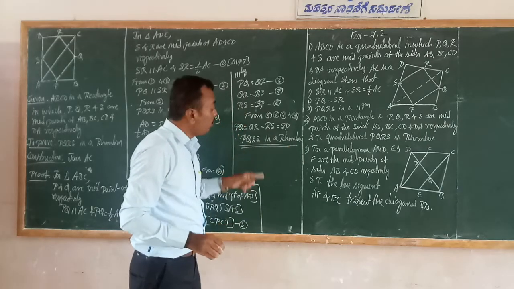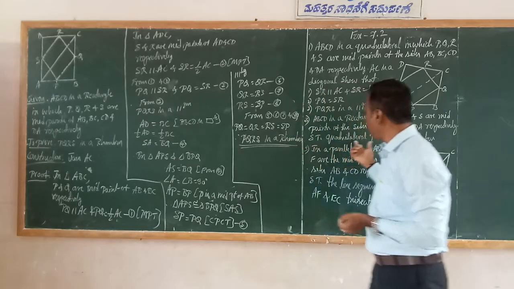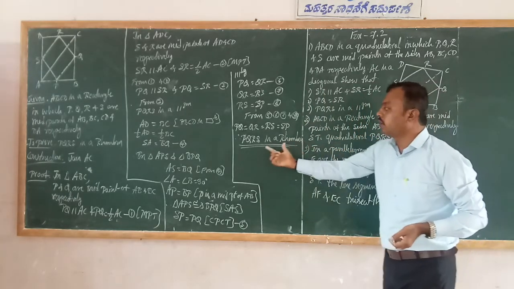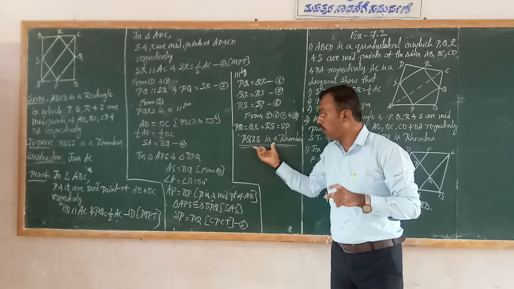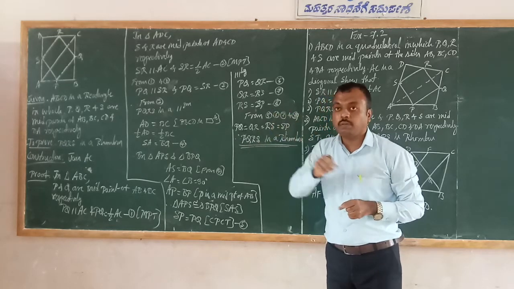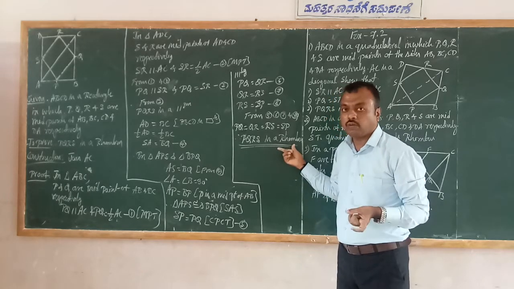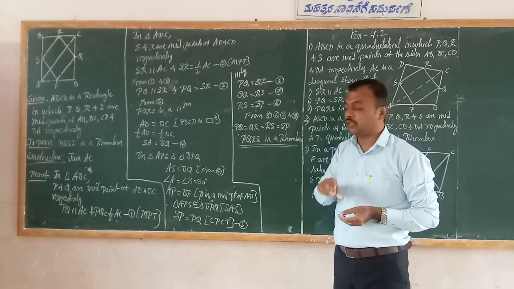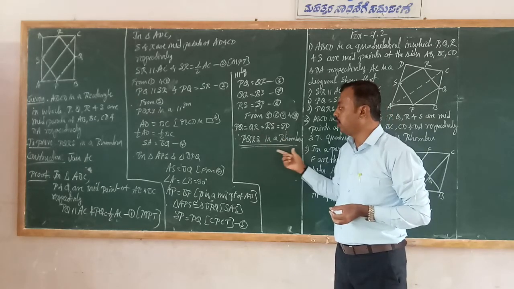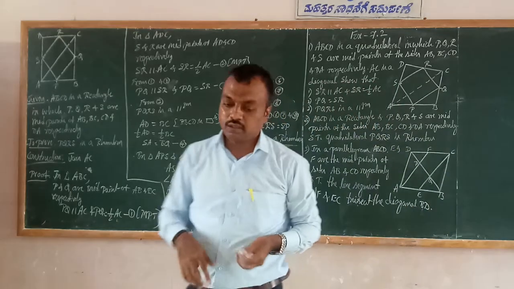If they ask to prove PQRS is a square, then all sides are equal and all angles must measure 90 degrees. But here, in a rhombus, all sides are equal, but each angle is not measuring 90 degrees. That's why when all sides are equal, it is called a rhombus. Are you understood? Yes. Next student.